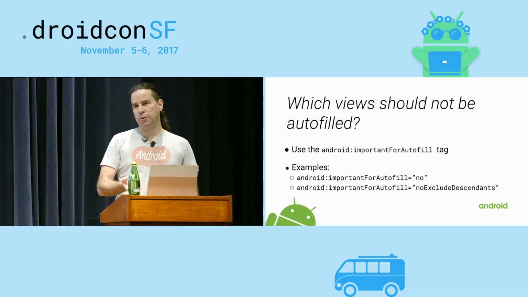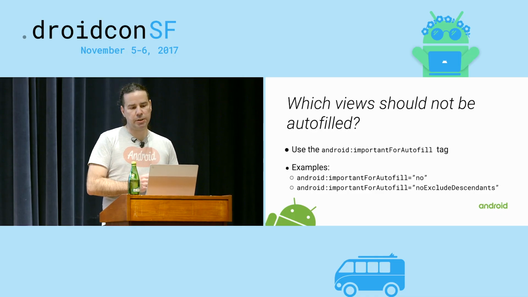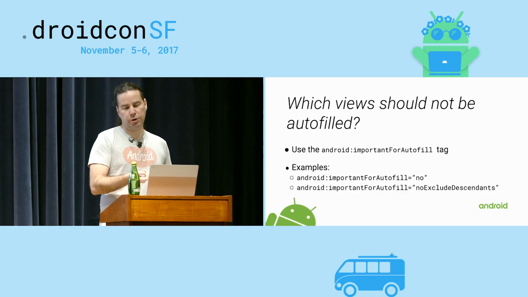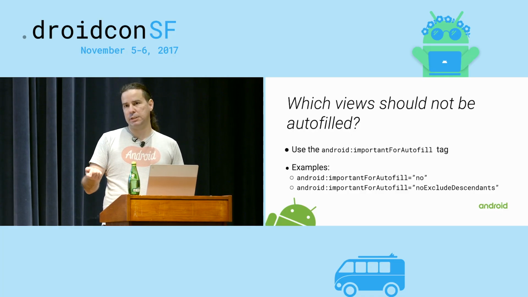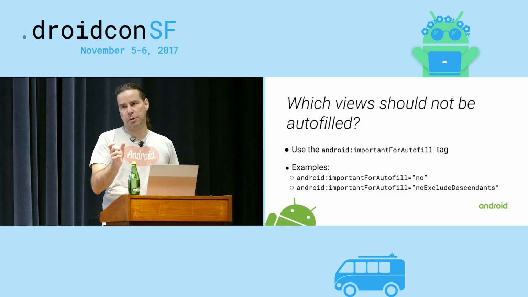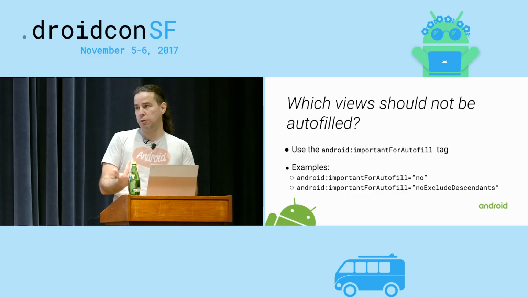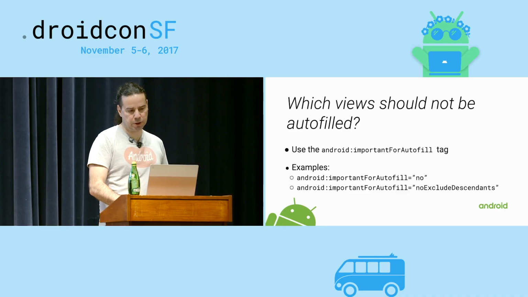For the other problem, if you need to tell the service, hey, don't bother autofilling this view, you can use the importantForAutofill tag and say no. So basically, this importantForAutofill is not sent to the service itself, but is used by the Android system. When the Android system sees a view that's not important for autofill, it excludes that view from the data that's sent to the service. Pretty much the service wouldn't even know there is such a view in the view structure.